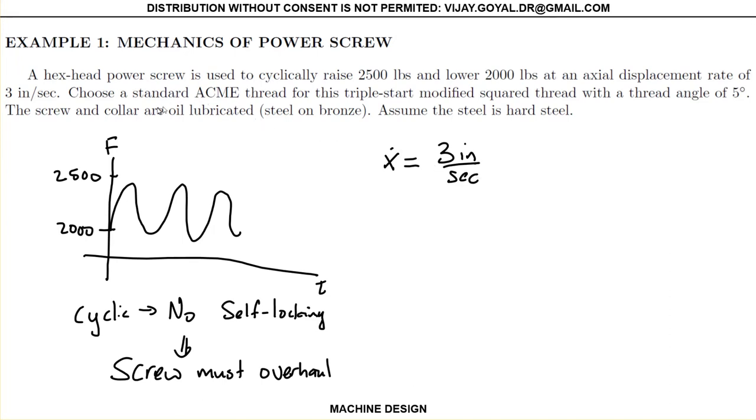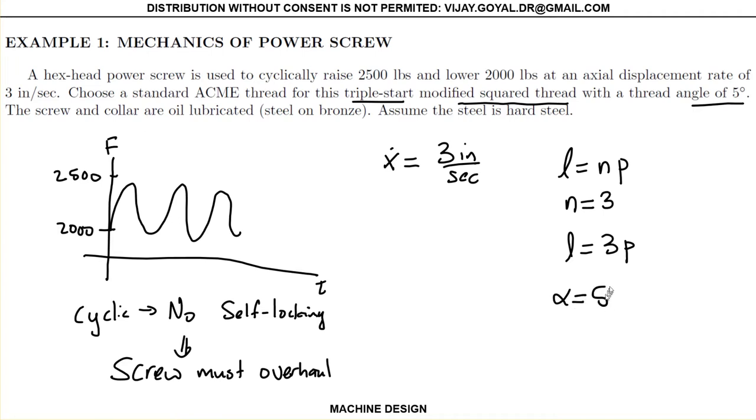Now, it says use a standard ACME thread for the triple start. If it says triple start, you already know that L is equal to N, your lead is equal to this. So in this problem, N is equal to 3. That means your lead is equal to 3 times the pitch. Okay, so we want to work with a modified thread. So modified square thread with a thread angle of 5 degrees. So that means that alpha is equal to 5 degrees.